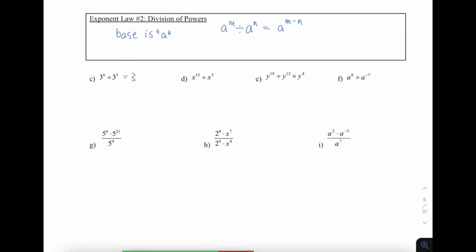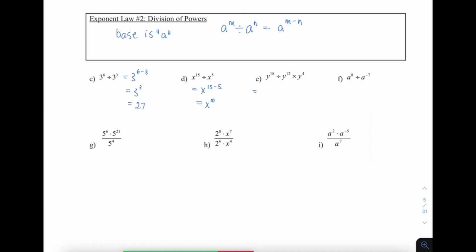So I can just write this as 3 to the exponent 6 minus 3. And I mean, sure, in the end, we could be evaluating these, but I would like us to write our answers as powers for this lesson, so we can get used to that. So this is going to be x to the 15 minus 5, x to the 10. This we wouldn't be able to evaluate because it's a variable.